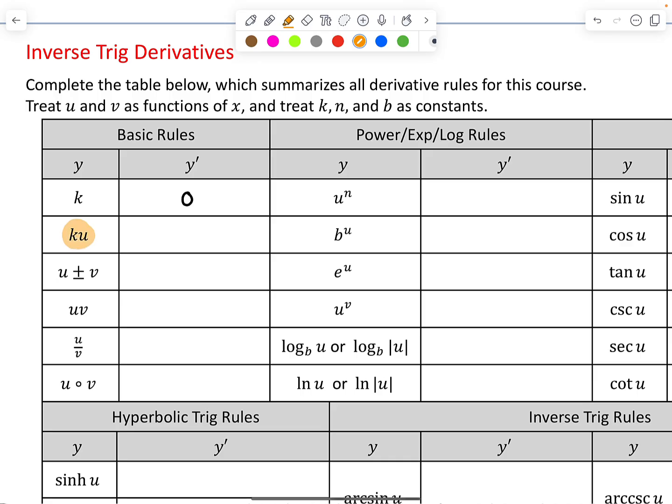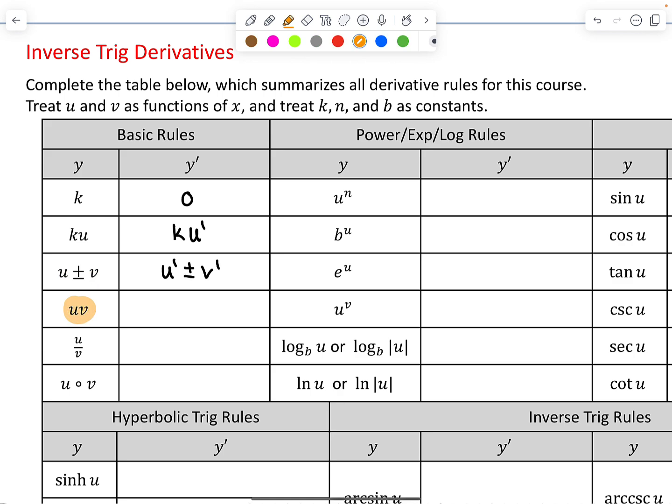If y is a constant times a function, then that constant will stay, so the derivative of ku is k times the derivative of u. If we have a sum or difference of two functions, then we differentiate term by term. We'll differentiate the first, and then plus or minus as necessary, and then differentiate the second.